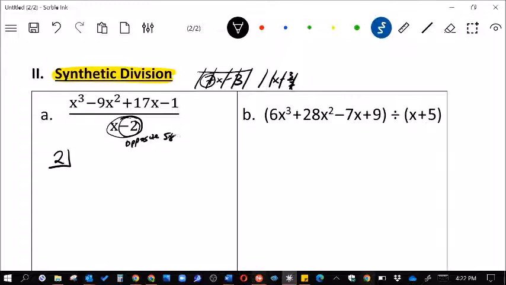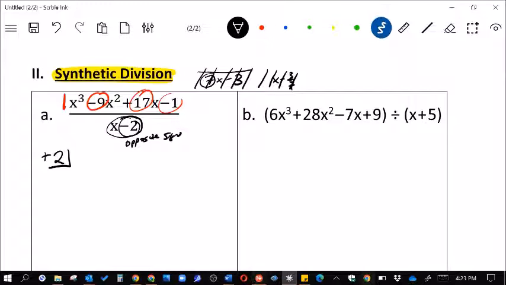Opposite sign, which is a positive 2. And then I take the coefficients here. That's 1 and negative 9 and 17. And then at the end, not quite a coefficient, but still that number. Now a little hint thing here.